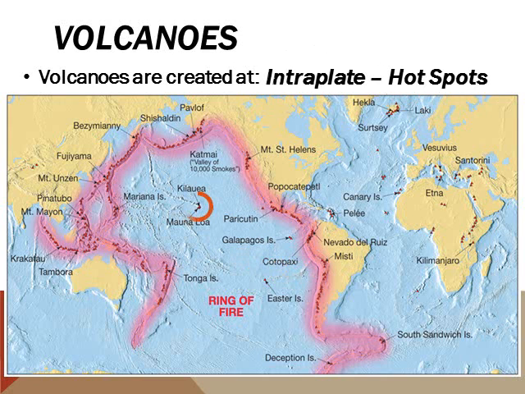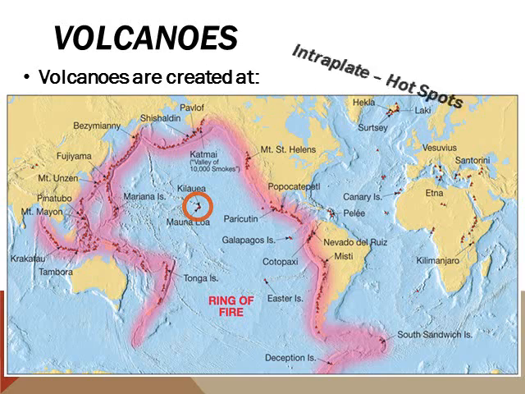The third place where volcanoes are created are places like here in Hawaii. And basically what happens is in the middle of the plate underneath, within that convection current, you get what's called mantle plumes. And those mantle plumes will push up in the middle of the convection current and actually push through the crust at one point.